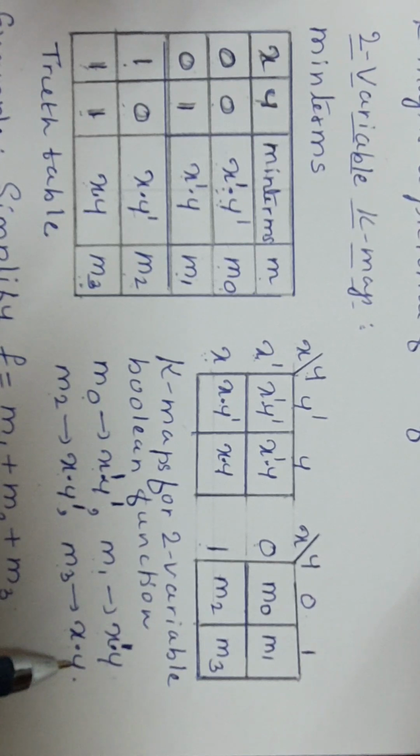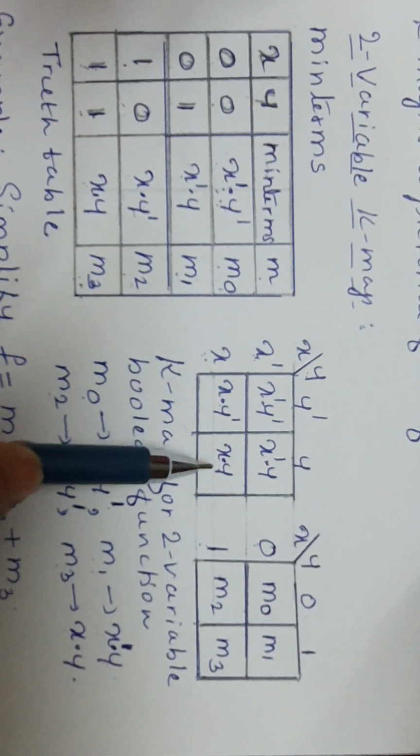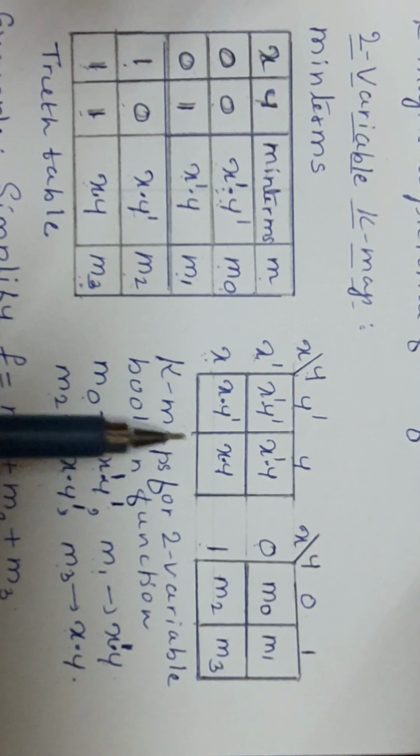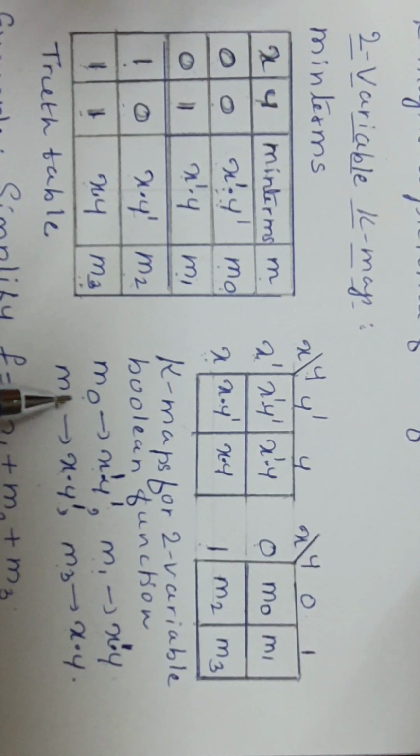Both the values will be 1 here, here 1 0, here 0 0, here 0 1. Right? So first, before trying to solve any two variable boolean function, we must learn how to write corresponding k-maps for the two variable boolean function. Next, we shall see an example for simplification of two variable boolean function using k-map.